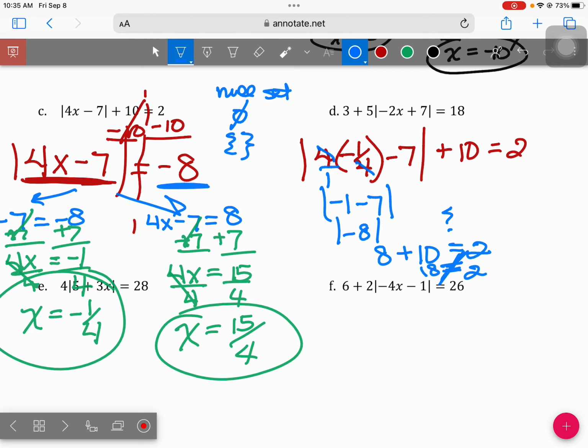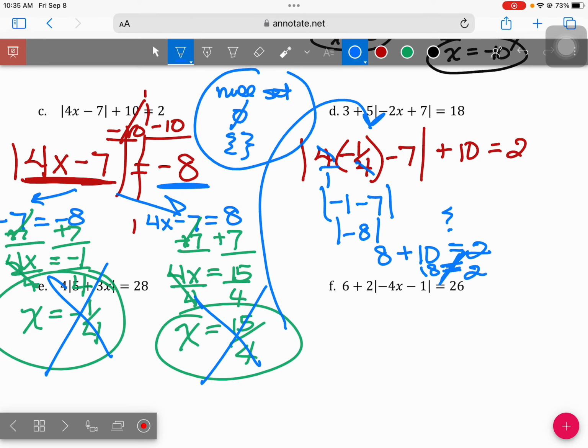And you're going to get the same thing when you put 15/4 in. You'll come up with an equation that does not make sense. So these are not the answers. The correct answer, as we said before, is the null set. That's why I didn't write it. You should have, though, because that's what you're going to do. And that's why you need to check.